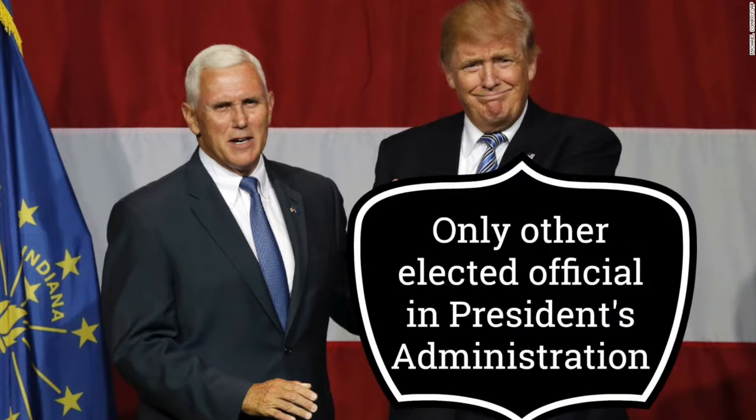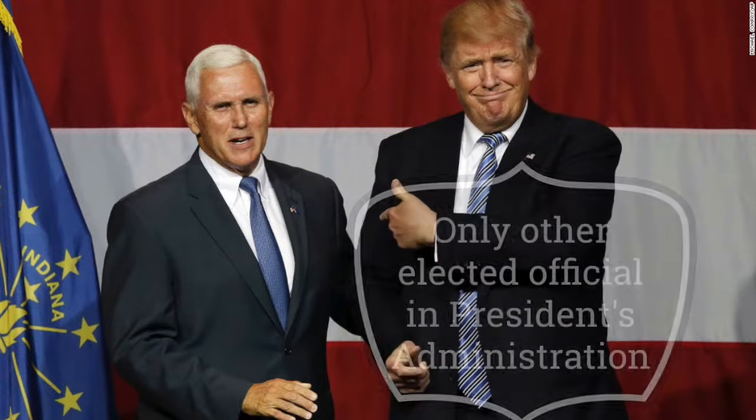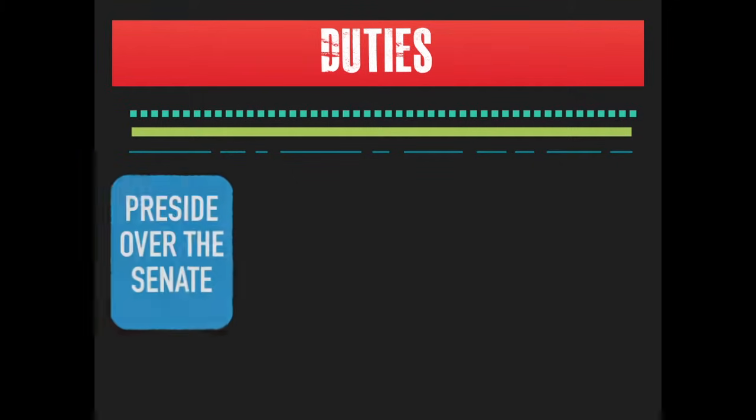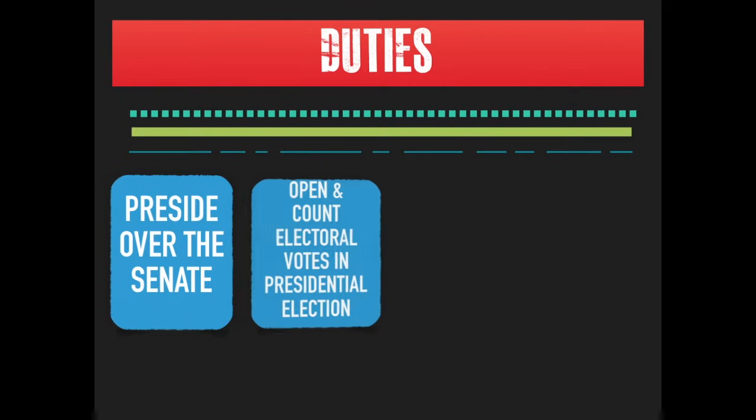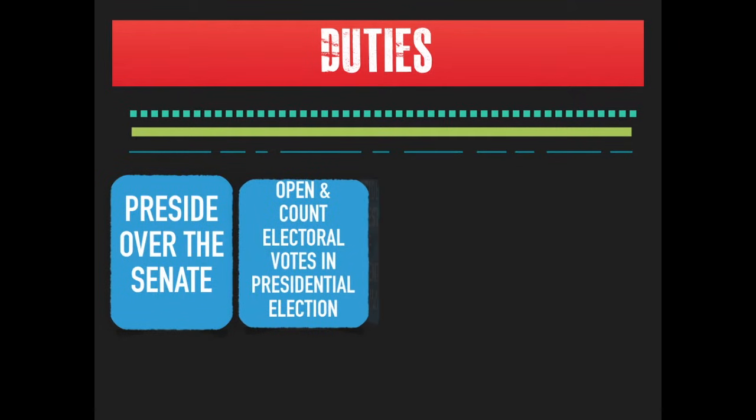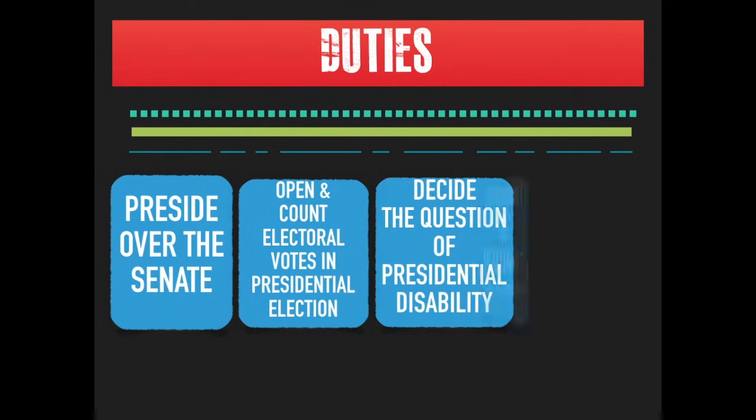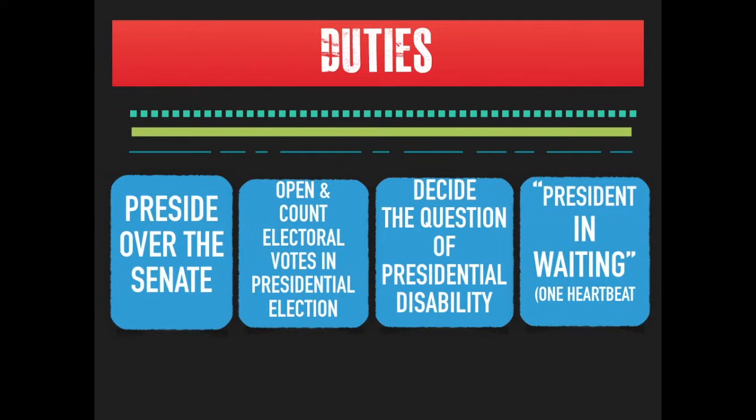The Vice President is also a part of the President's administration. This position is unique in that it is the only other elected position in a President's administration. The Constitution assigns the office of the Vice President several major duties. First and foremost, they preside over the Senate. Second, they open and count the electoral votes in presidential elections. And they serve as President if the President cannot do the job.